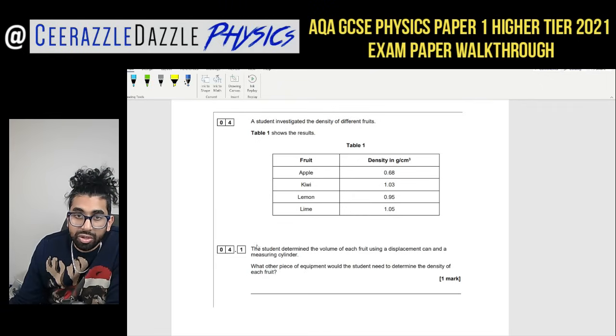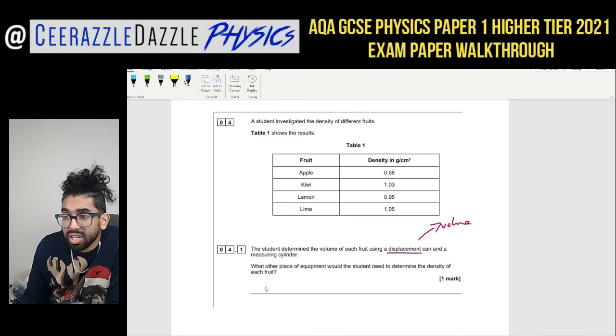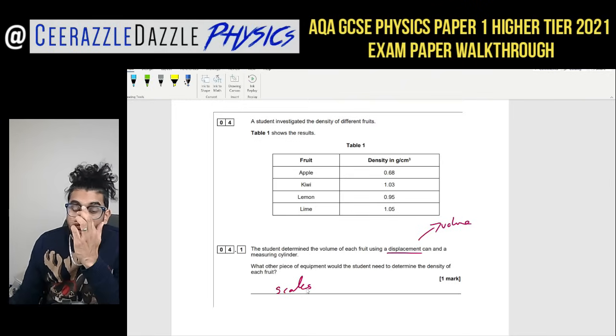Question 4. A student investigated the density of different fruits. Table 1 shows the results. Fruit, the density over here. The student determined the volume of each fruit by using a displacement can and a measuring cylinder. What other piece of equipment would the student need to determine the density? Well, displacement can will give you the volume of it, and obviously to work out density you need a set of scales. So yes, a top pan balance or a set of scales. So we accept scales. Yes, obviously to put your stuff on there. So scales on here.